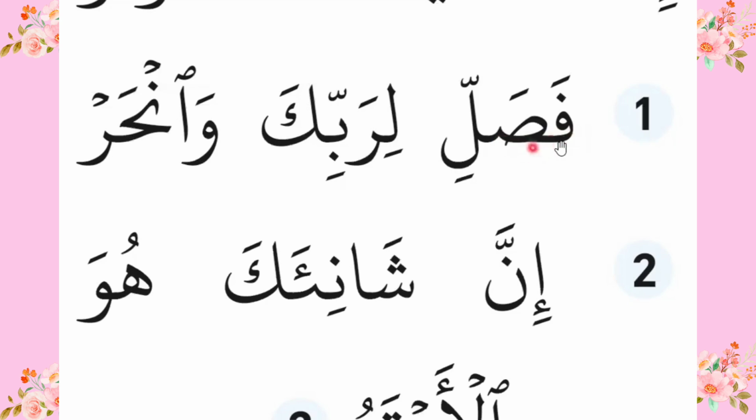Fa. And remember, don't say fa. It is fa. Fasalli. Lam has to be a bit stronger because of the shadda here. Fasalli. لربك. Ba has a shadda, so you have to make it stronger. لربك. فصل لربك.